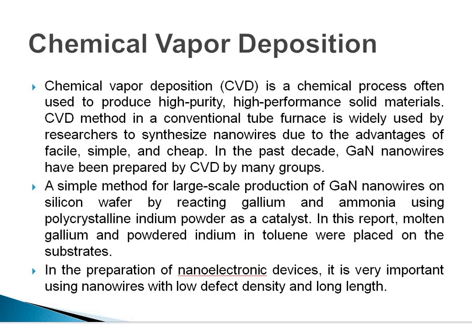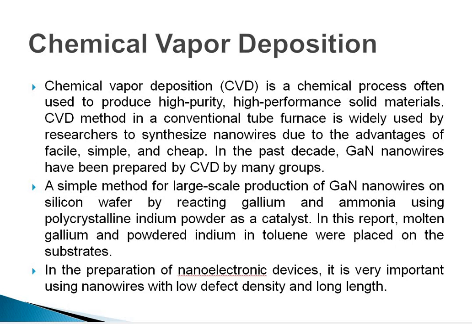I am not going into the detail of these methods. I am giving only a brief idea about these methods. First one is the chemical vapor deposition method, CVD. CVD is a chemical process often used to produce high purity, high performance solid materials. The CVD method in a conventional tube furnace is widely used by researchers to synthesize nanowires due to its advantages of being facile, simple and cheap. In the past decade, gallium nitride nanowires have been prepared by CVD by many other groups.